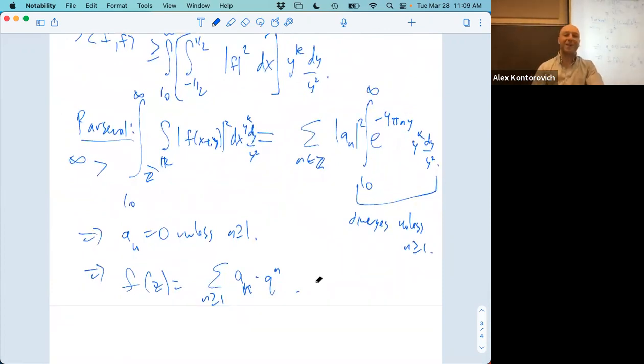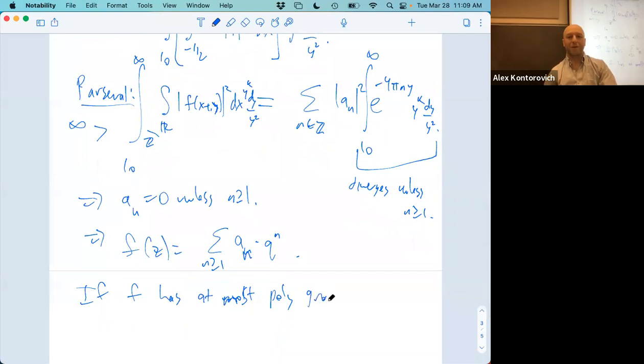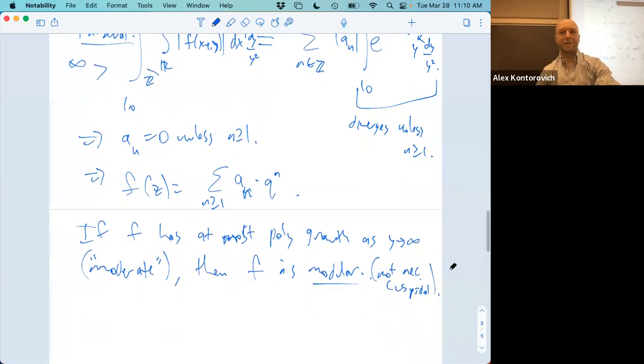Well, they're still going to be divergent, but if f has at most polynomial growth as y goes to infinity, this is called moderate growth in the literature. Cuspidal: in Fourier terms, this is n greater than or equal to 0.